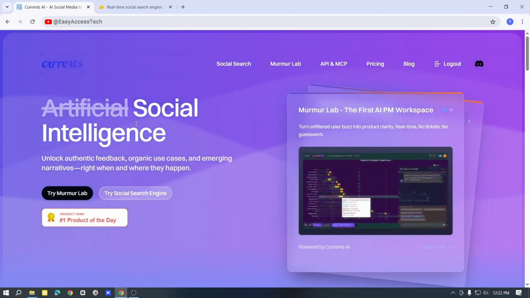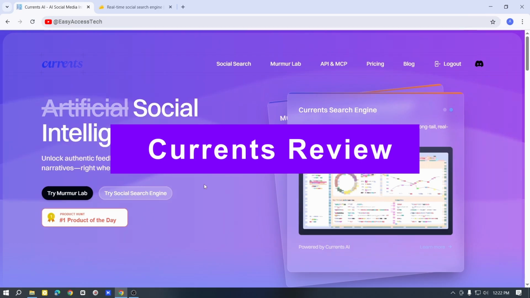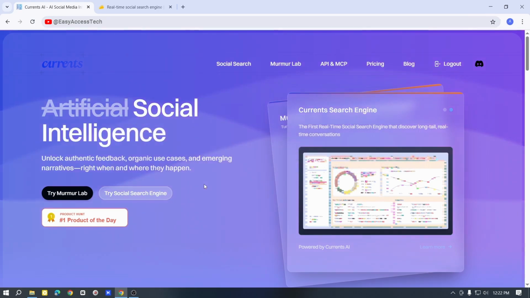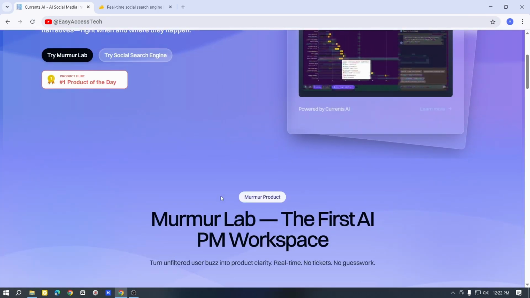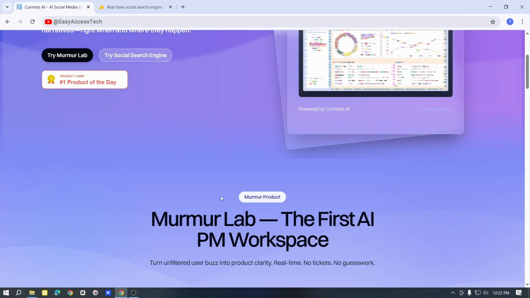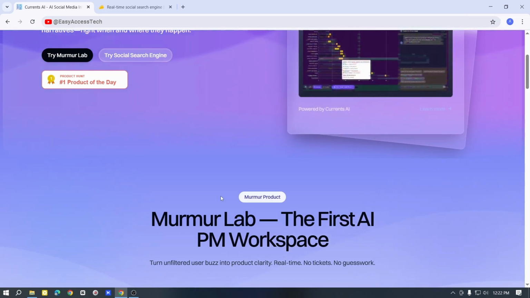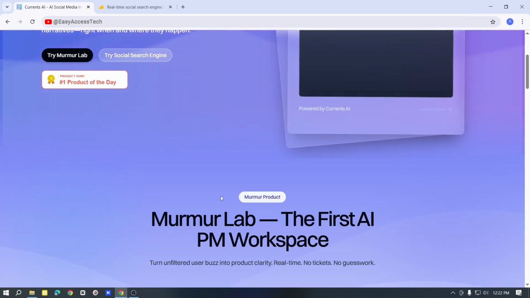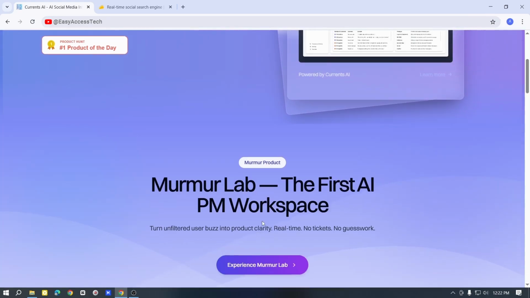Today's video is about Currents, a tool that is becoming very popular at this time. If you want to beat your competitors, stay ahead of market changes and make smart decisions before others do, then Currents might be the tool for you. So in this video, we are going to learn what Currents is, how it works, and why predictive insights are so powerful for your business.